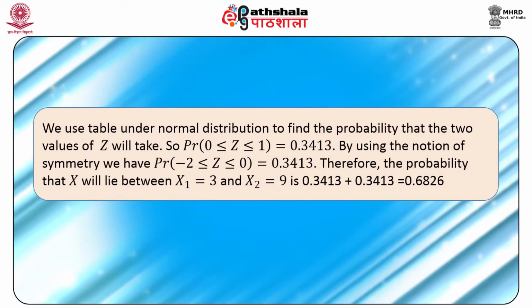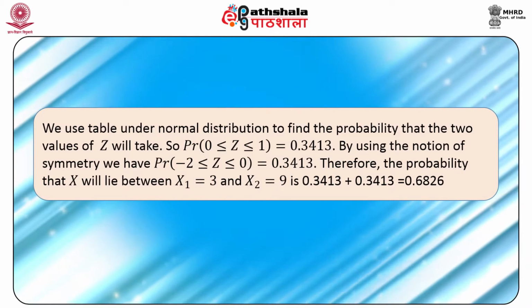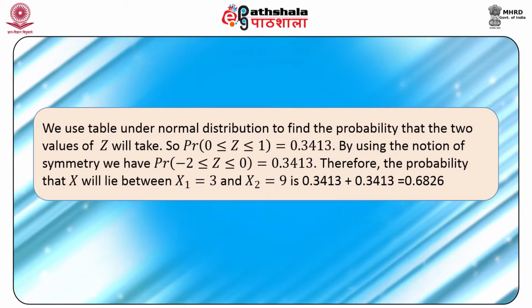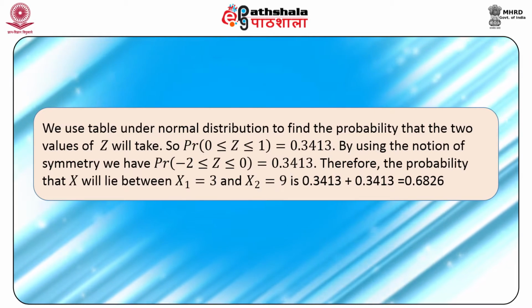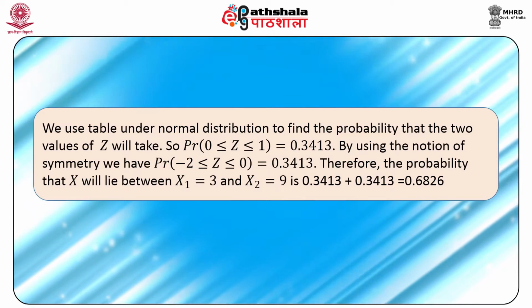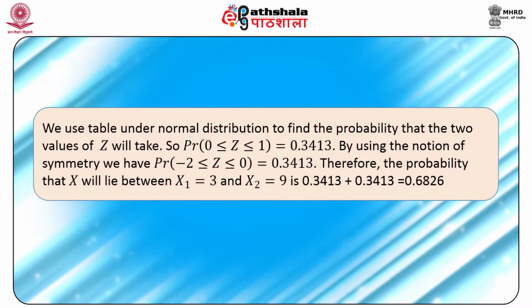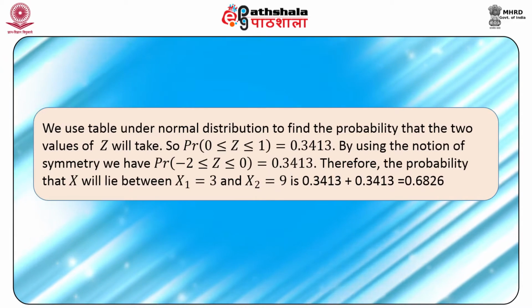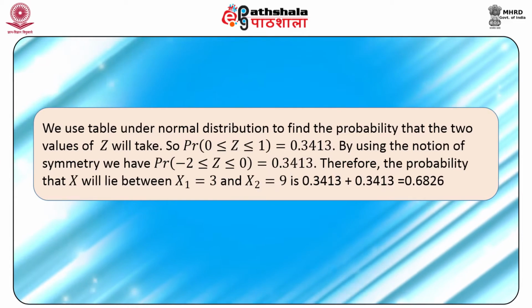So probability of Z between 0 and 1 is equal to 0.3413. By using the notion of symmetry, we have probability of Z greater than -1 and less than or equal to 0 is equal to 0.3413. Therefore, the probability that X will lie between X1 equal to 3 and X2 equal to 9 is 0.3413 plus 0.3413, which is 0.6826. Let us now look at the second distribution, which is the chi-square distribution.